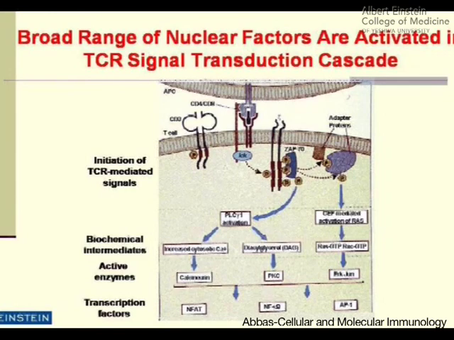So you first have the initiation of TCR-mediated signals. Now you have the biochemical intermediates. You have active enzymes. And now you have the transcription factors that can migrate into the nucleus and turn on the appropriate genes. Okay, is that clear? Semi-clear? Okay.